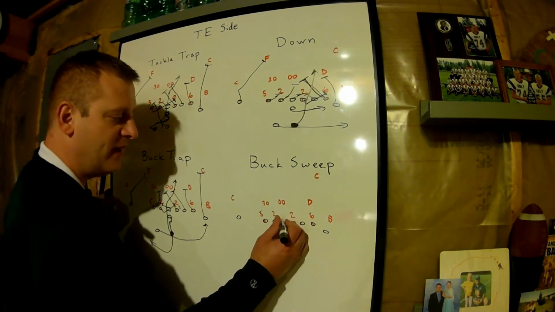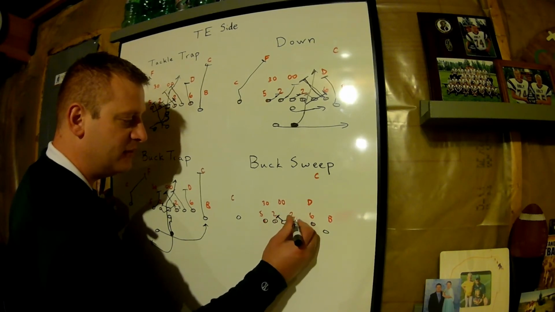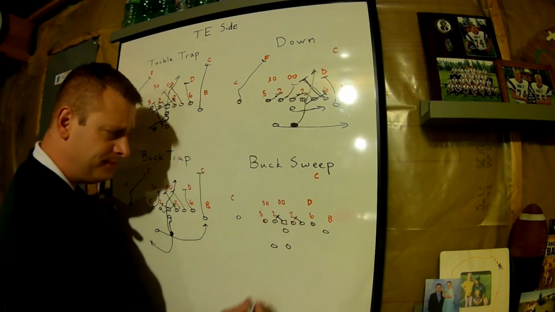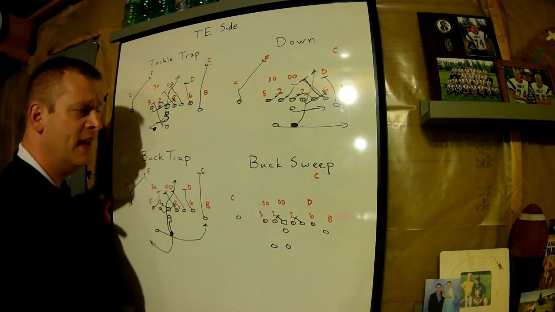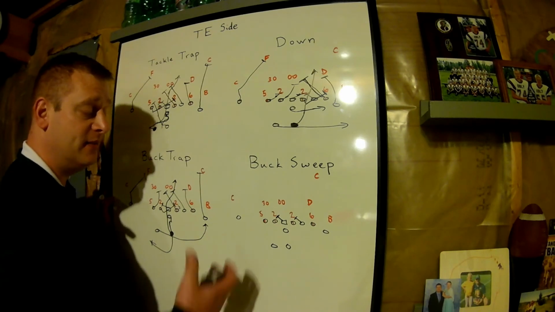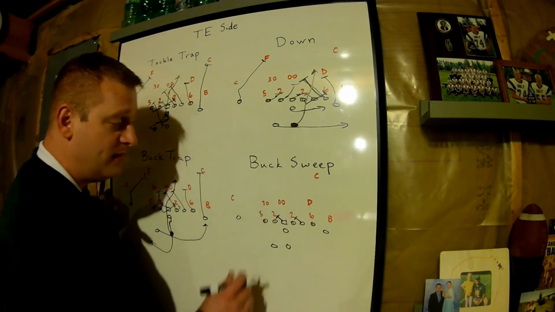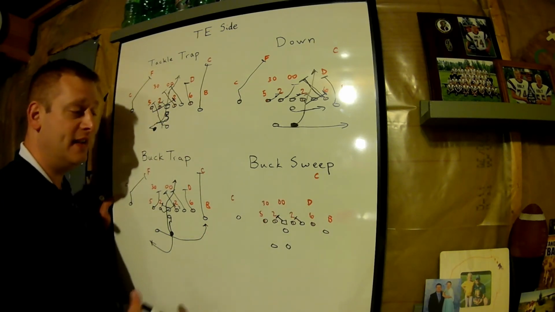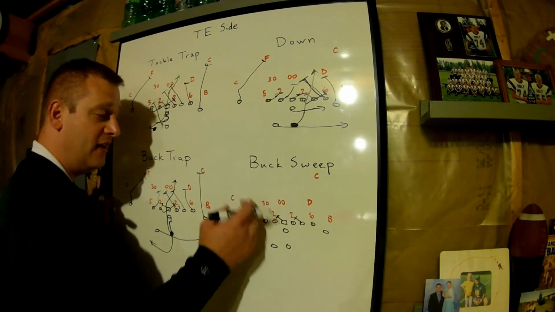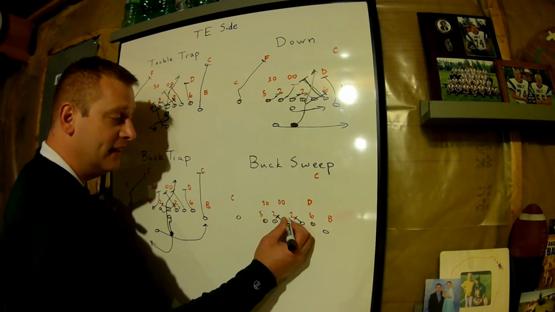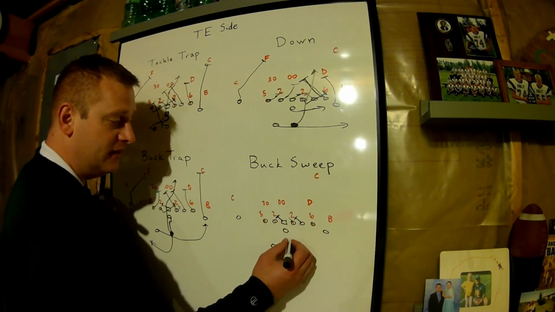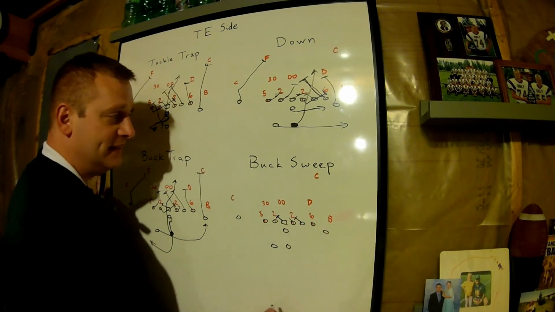Only difference from my experience, the big difference between buck sweep and power sweep is, on buck sweep, both guards are pulling. On power sweep, if you're seeing a lot of blitzing, a lot of times the adjustment on buck sweep is, if the linebacker that we're maybe going to meet when we're pulling as a wing T team is showing up in the A gap early, that guard on the play side is just going to block down on power sweep. And then instead of the guard doing the kick out, the fullback takes the kick out if you're running power sweep.